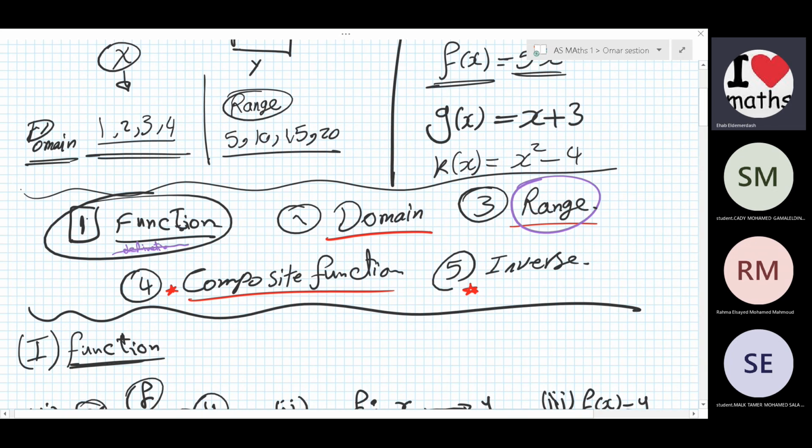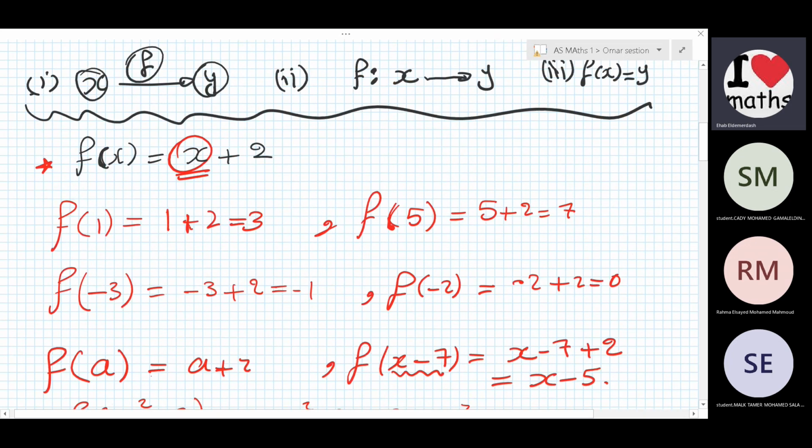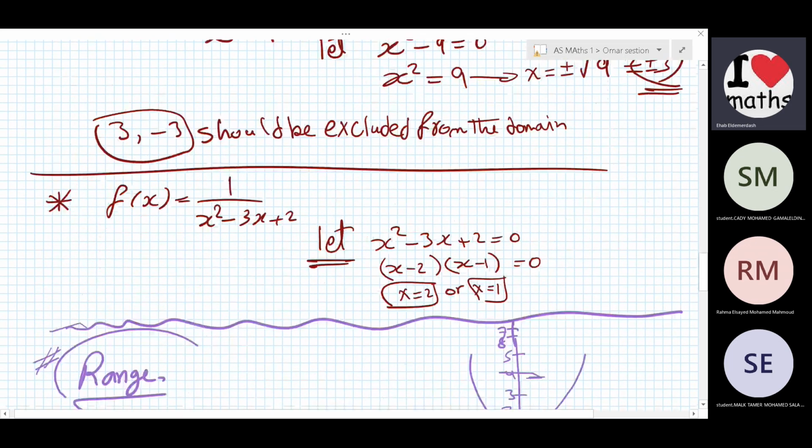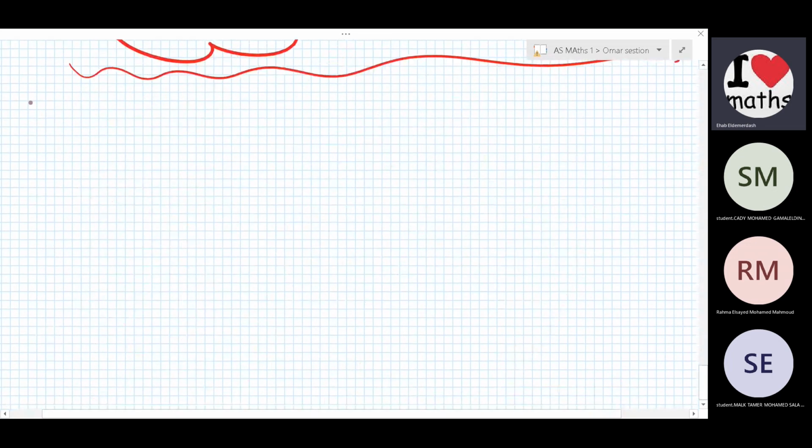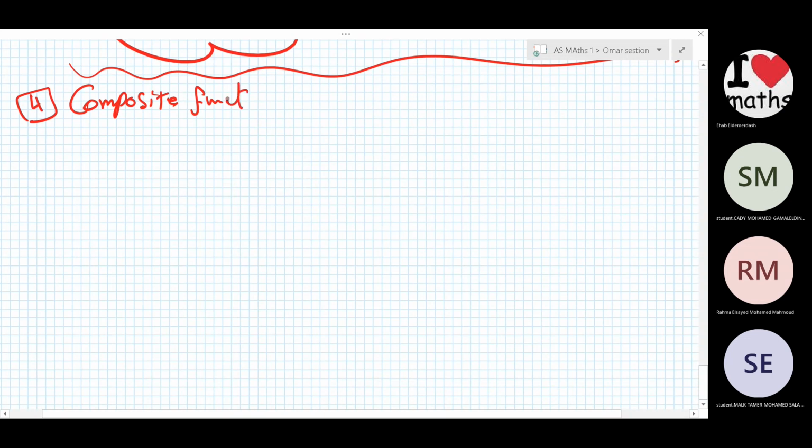Let me start with the composite first. Related to the composite, guys. What is the composite? Composite is the easiest thing in this story, which is number 4. We call it a composite function.